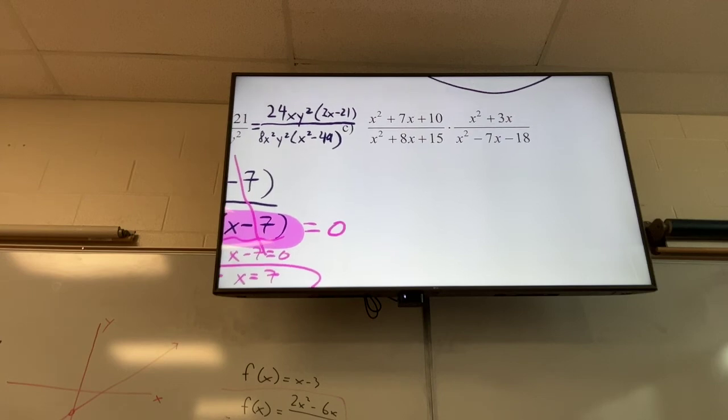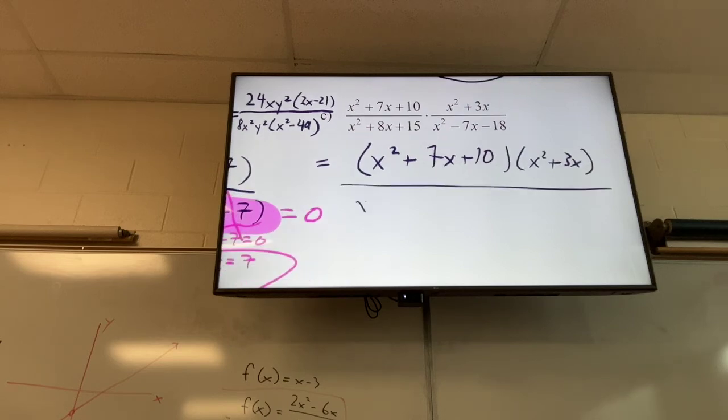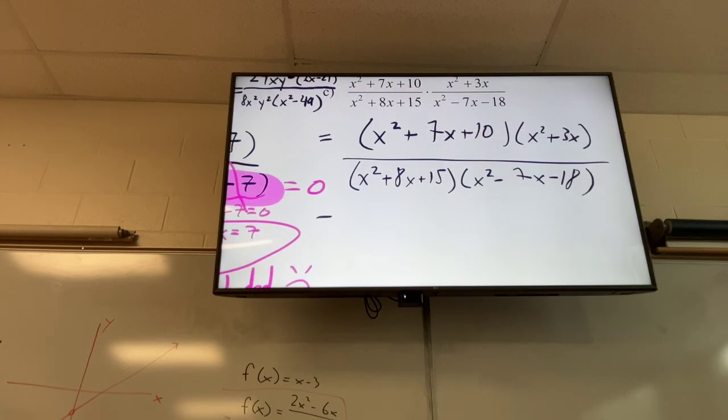Okay, so I'm going to multiply this one for C. I'm going to multiply across the top. Multiply across the bottom. This one's a bear. Okay. So I'm going to factor the top and bottom now. So I'm going to factor this trinomial here.